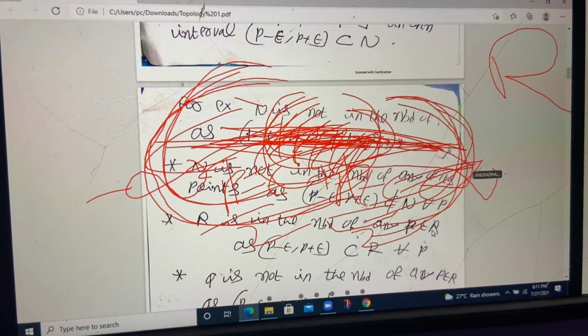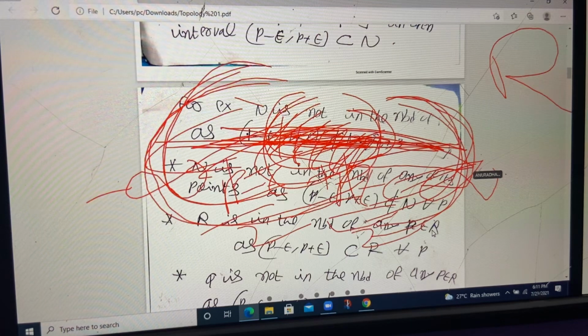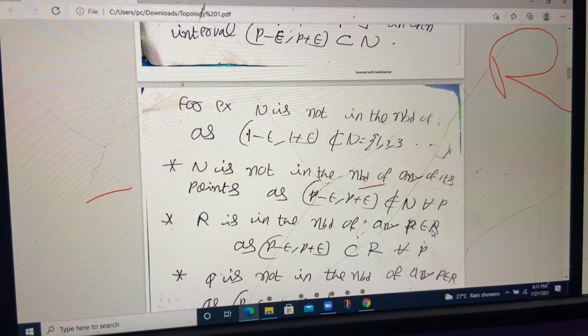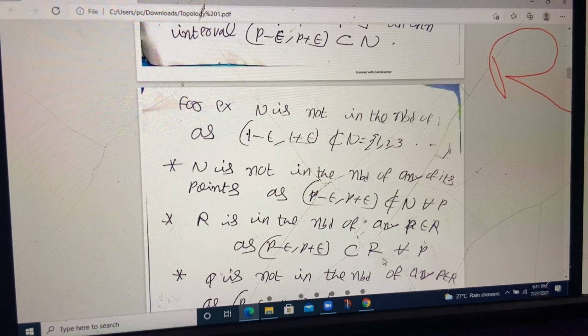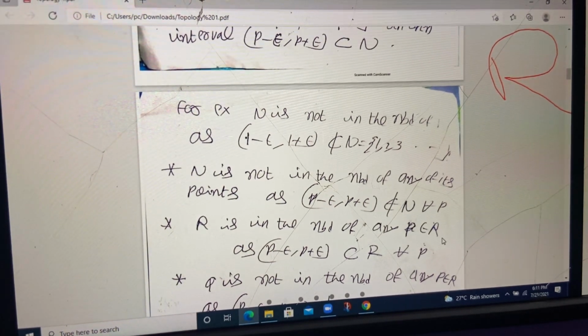Hence, we say every point of R is an interior point. And we can say that because the condition that P minus epsilon and P plus epsilon is contained in R is satisfied, we can say the real number system is in the neighborhood of every point of R. You can also say every P is an interior point. That means every point of R is an interior point and R is in the neighborhood of every point.